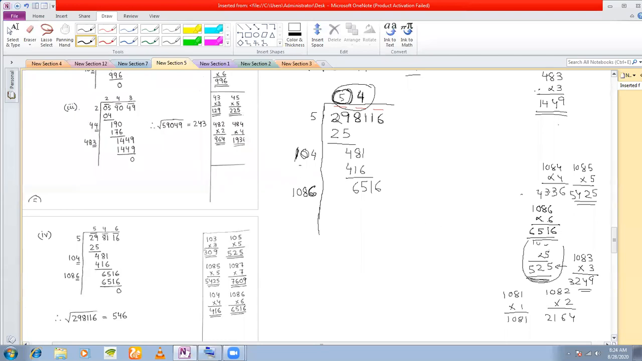So we keep 6 here, and this 6 we write here also between 1 and 6 to get 6516. We get 0. Therefore, what is the square root of 2981116? It is 546. Okay, so I hope this is clear. Square roots by division method.